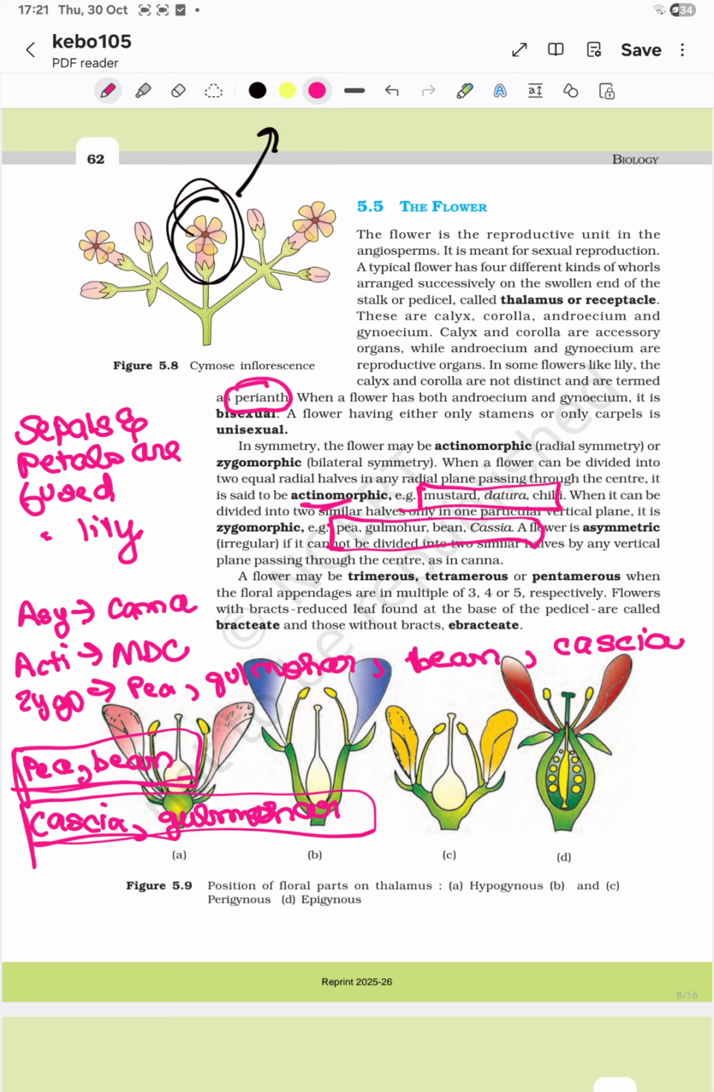Now, there are trimerous, tetramerous, pentamerous flowers, if the floral appendages are in threes, fours, fives. Now, at the base of the pedicel, you will find leaves called bracts. So, flowers which have bracts are called bracteate. Without bracts are called ebracteate. Mainly, they'll ask you what a bract is. It's a reduced leaf found at the base of the pedicel.